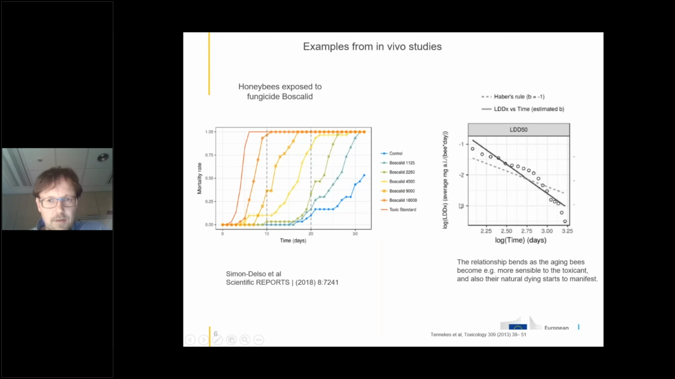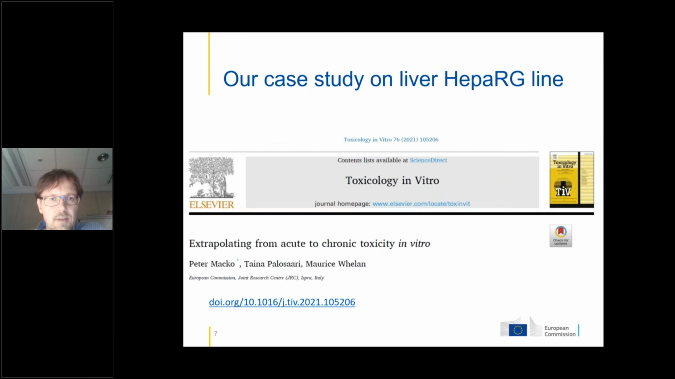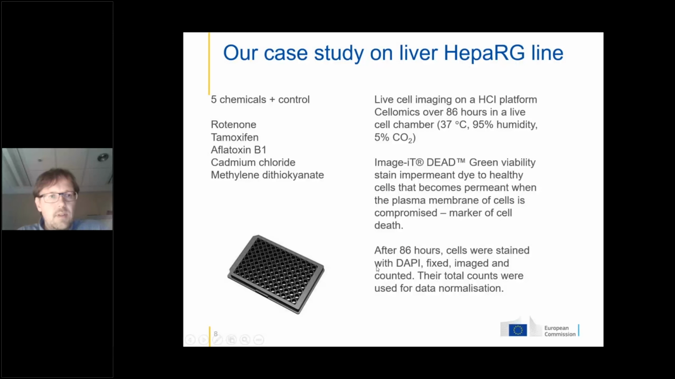So knowing that these things work well in vivo, we decided to apply this in our in vitro test systems. So we used a HepaRG cell line, which are liver hepatocytes, and I will show you the results which were recently published in Toxicology in Vitro, by me and my colleagues Taina Palosaari and Maurice Whelan. We used 5 chemicals we knew about killing the cells, and we used a live cell imaging mode on a high content imaging platform.